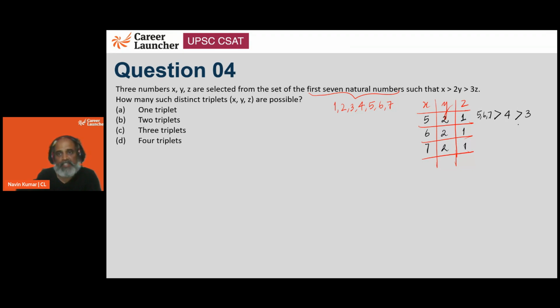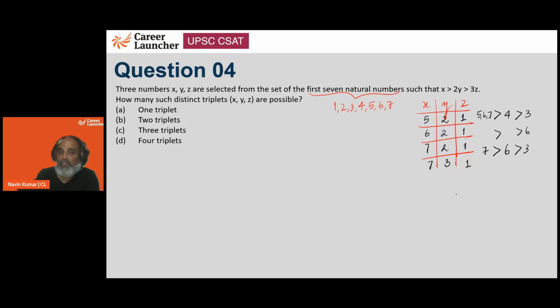Next, if we take z as 2, then what will happen is we will have 6 over here and we won't be able to cover everything within 7. So z as 2, it's not possible. The next possibility that we can think of is if z is 1, so we will have 3. And then 2y has to be more than 3. 2y cannot be 5. 4 we have already taken. 2y can be 6. So y is going to be 3. Now, for that, x has to be 7. So 7, 3, 1 is one more scenario.